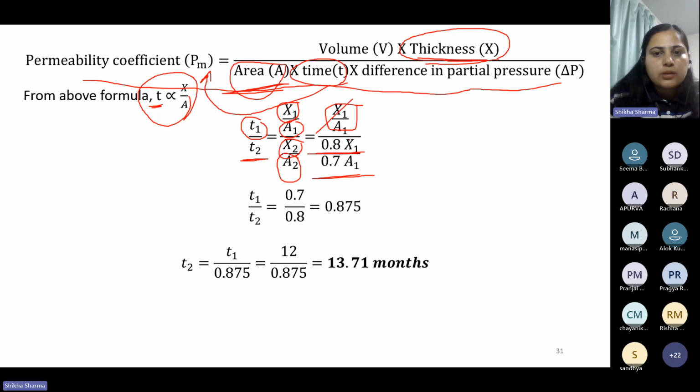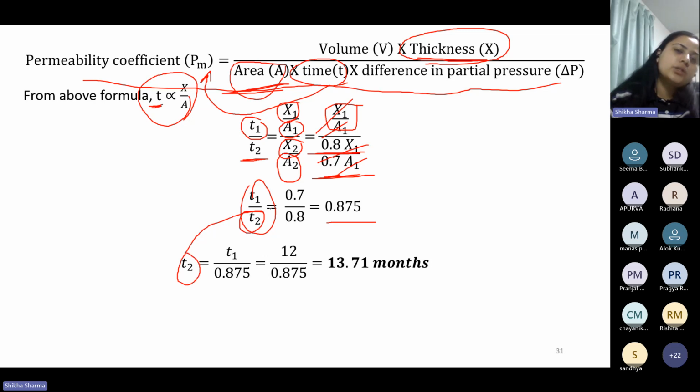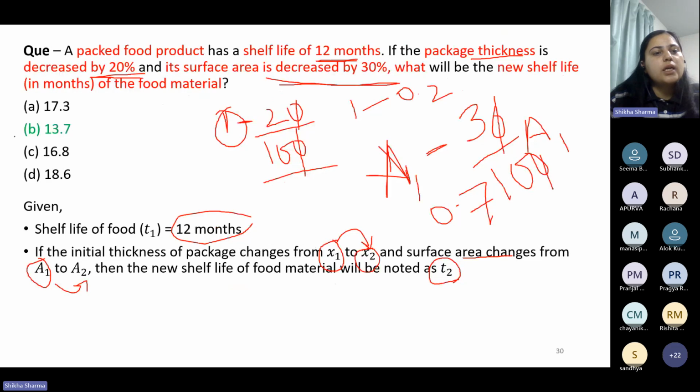So T1 by T2 is equal to 0.7 divided by 0.8, which is 0.875. Since we need to calculate T2, the shelf life after the change, T2 equals T1 by 0.875. T1 is given as 12 months, so dividing by 0.875 gives 13.71 months. So answer B is correct here. Is this question clear?